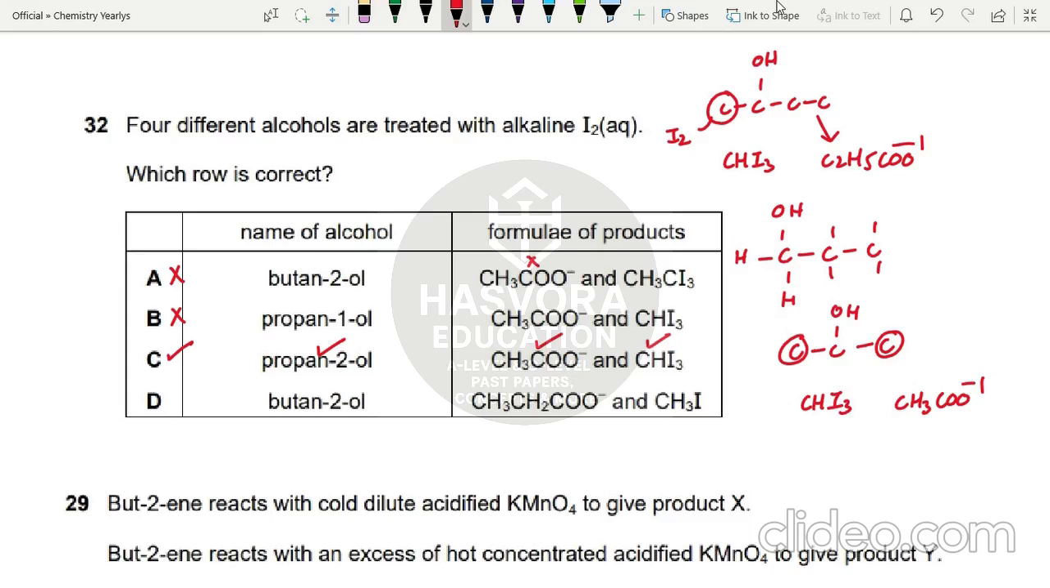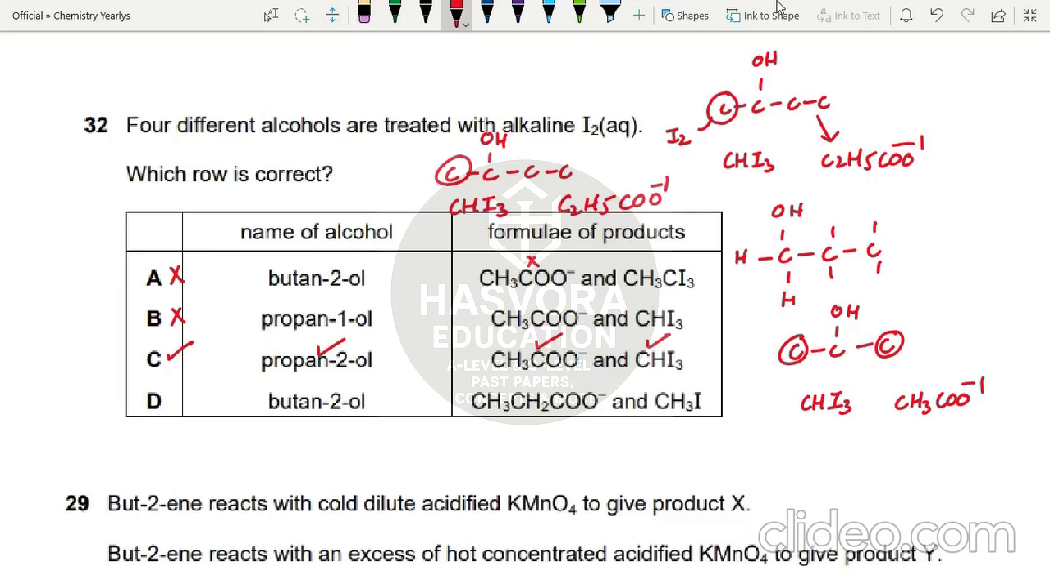Let's have a look at the last one. So it will be butane-2-ol. This will be the structure. This methyl can react, so it will form CHI3, triiodomethane, and this will become C2H5 together with C double bond O minus.